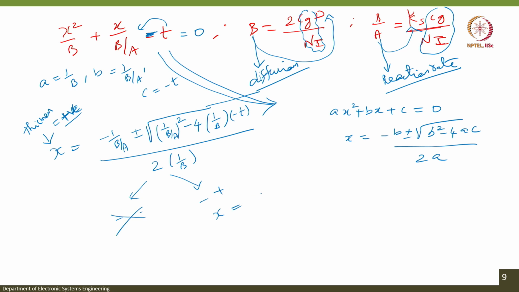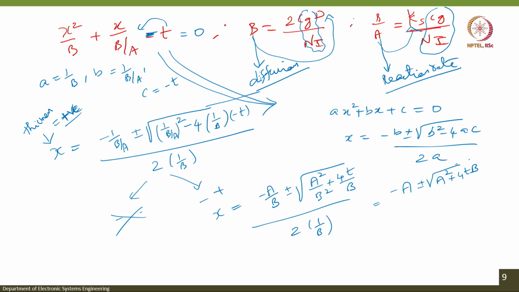So, x is minus a by b plus or minus root of a square by b square plus 4 t by b, divided by 2 b. Right. Now, I can cancel this out and write it as minus a plus or minus root of a square plus 4 t b, divided by b, divided by 2 into 1 by b, cancel out. So, x is a by 2 into root of a square plus 4 t b minus 1. Right.